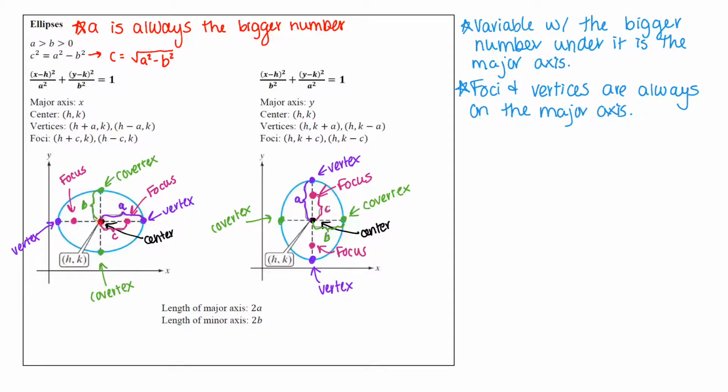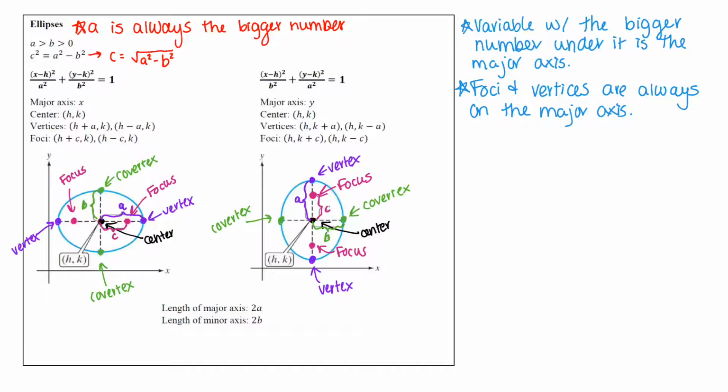Because this distance here, so this is the entire major axis, this distance here is A, this distance here is A, the length of the major axis is 2A, and it's going to be the same thing over here. This is A, the length of this entire major axis is 2A. And for the same reason, the length of our minor axis is going to be 2B.